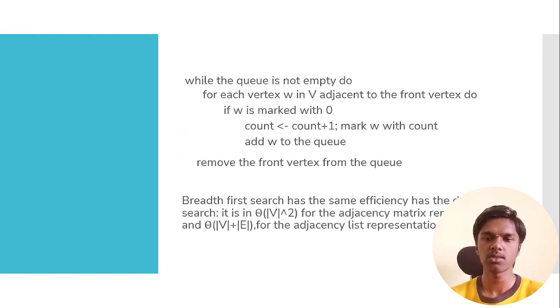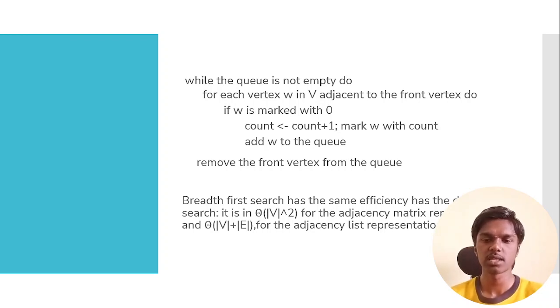While the queue is not empty, perform for each vertex w in the set of vertices V adjacent to the front vertex: if w is marked with 0, then count becomes count plus 1, mark w with count, add w to the queue. Then close the for loop, then remove the front vertex from the queue. Breadth first search has the same efficiency as the depth first search.